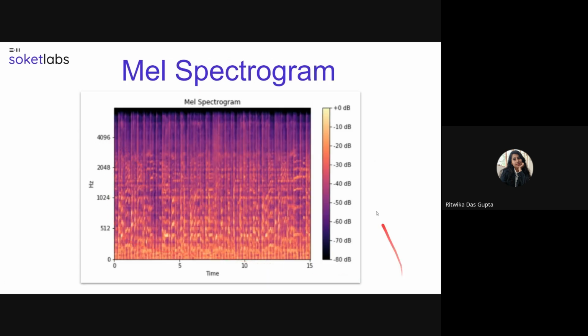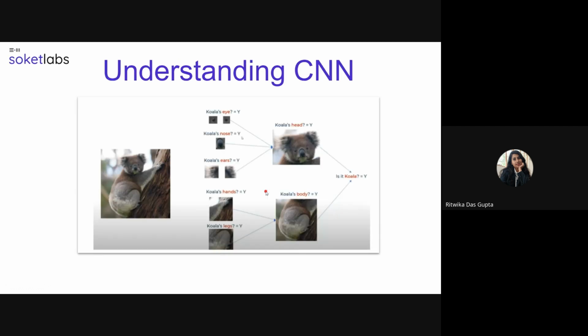So the graph again looks the same as the spectrogram graph, because this is a mel space spectrogram. It's basically the same thing, where the entire frequency after calculation is converted into the mel unit, and then it is plotted in the spectrogram graph. So it looks the same. And now we'll come to CNN.